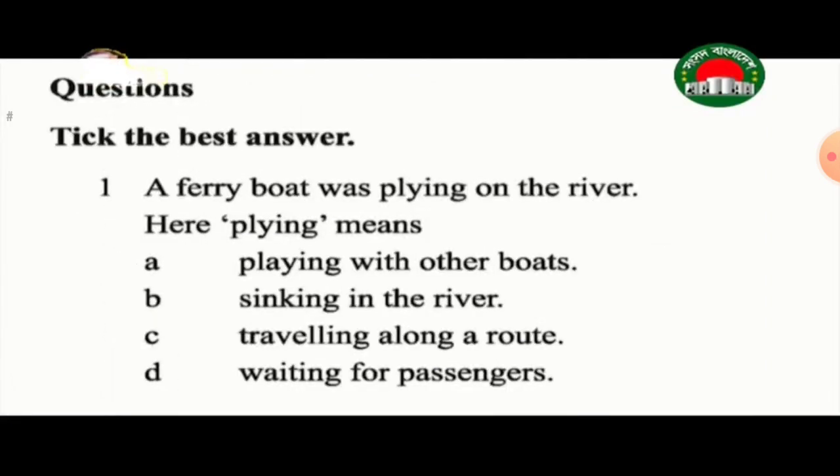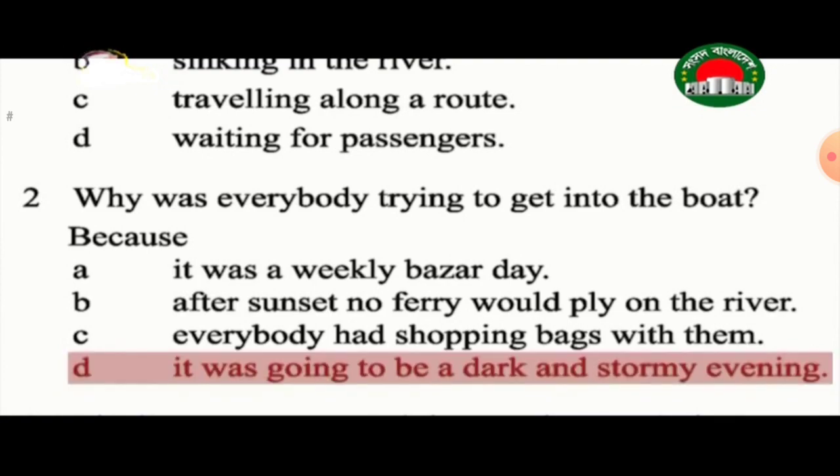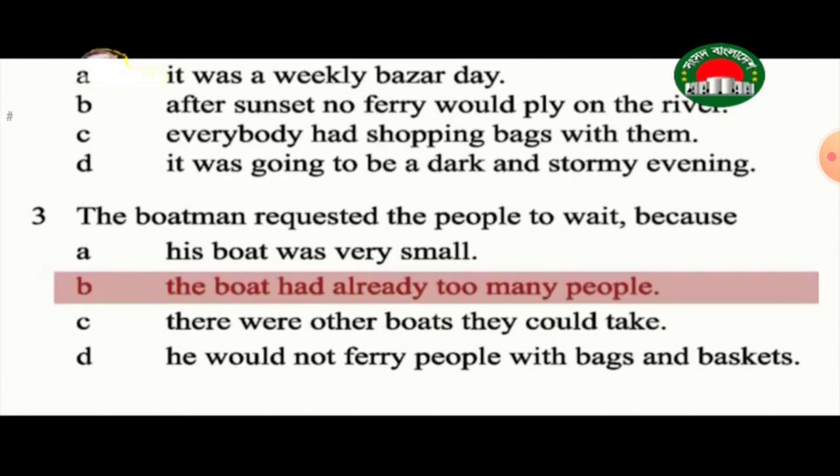Multiple choice number 1, a ferry boat was plying on the river. So what is the meaning of plying? I said, traveling along a route. Why was everybody trying to get into the boat? Because it was going to be a dark and stormy evening. After reading the story, we came to know that the boatman requested the people to wait because the boat had already too many people.